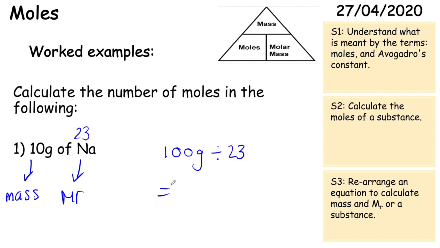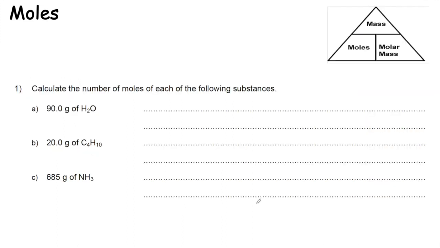Get your calculator out. And that comes out at 4.3. Simple. Here's some for you to have a go at, and then I'll stop and reveal the answers again, okay?